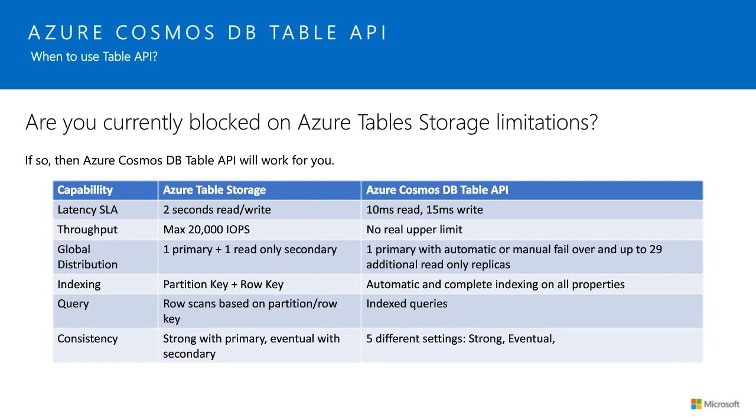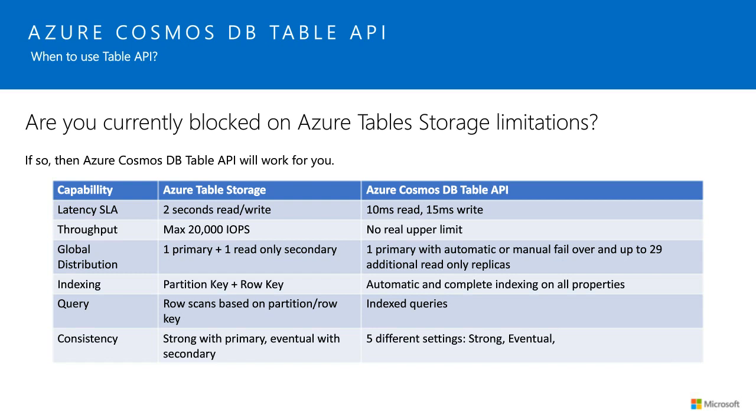There's also a few differences in pricing, and it's related to the throughput. In Cosmos DB it is based on the amount of requests per second that are allocated for each of the database accounts. In terms of global distribution, table storage provides one primary database and one read-only secondary, whereas Cosmos DB Table API provides one primary with automatic or manual failover and up to 29 additional read-only replicas. These read-only replicas, as you may know, can be distributed to any Azure region in the world.